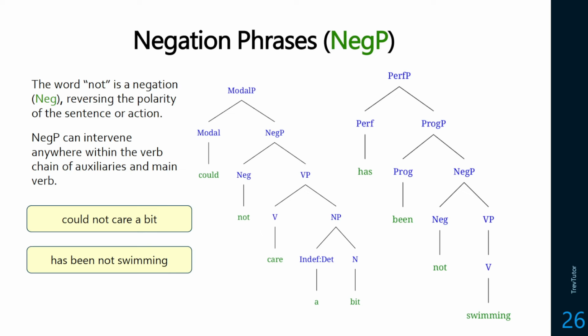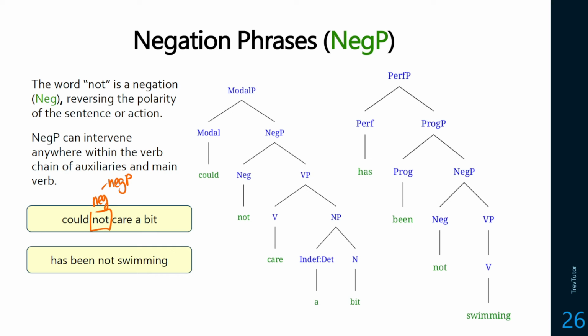So when you have the word not in the verb chain, we label this as neg, and this is going to build up into its own negative phrase. So you can think of it as a phrase that has a negative polarity. So that neg p actually has a meaning. It has a negative polarity.